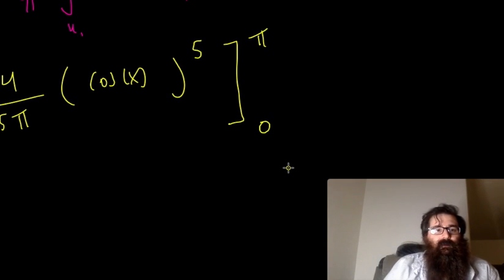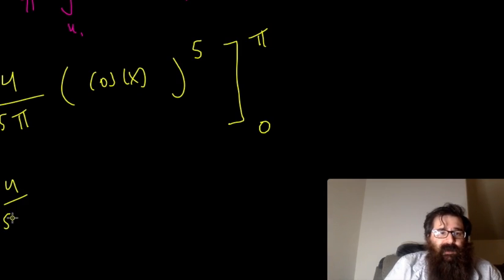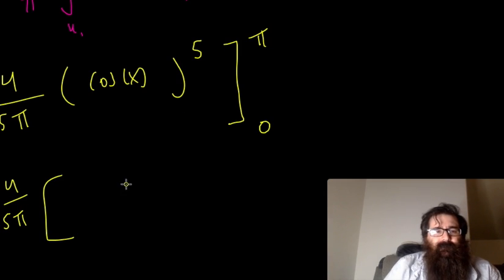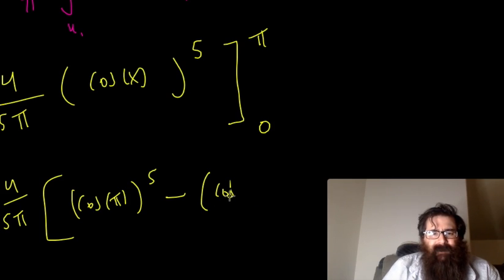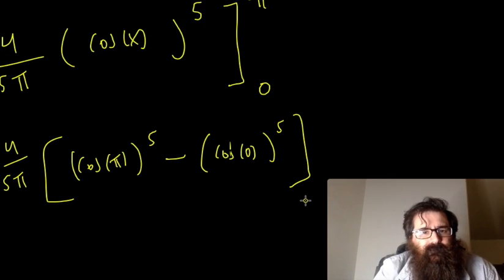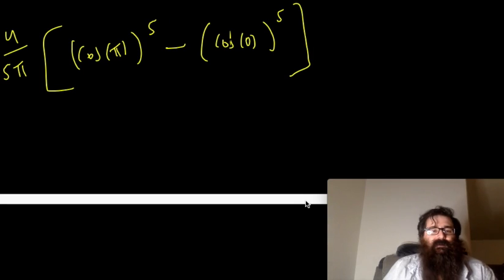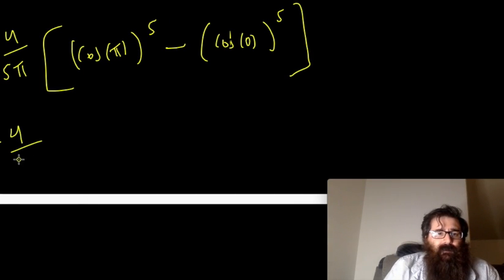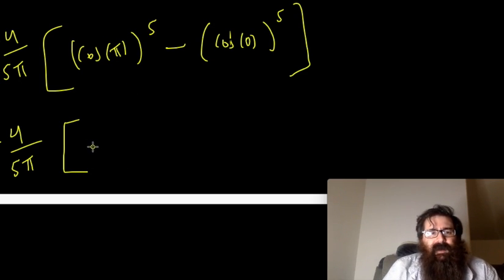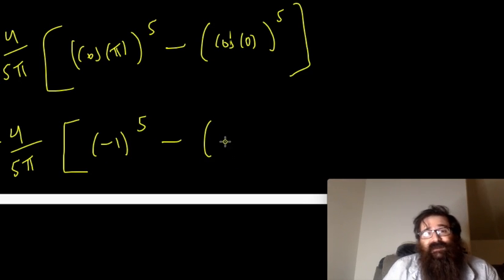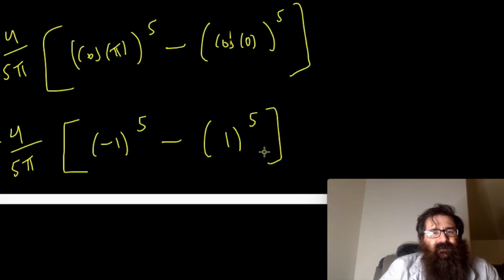Now I can evaluate. So I have this negative 4 over 5 pi all in front. When I plug in pi, I get cosine of pi, and that's to the power of 5, minus, when I plug in 0, I get cosine of 0, and that's to the power of 5. And now I can evaluate. So here I have negative 4 over 5 pi. You say, well, what is cosine of pi? Cosine of pi, hopefully we know, is negative 1, that's to the 5th power, minus, what about cosine at 0? That's positive 1 to the 5th.